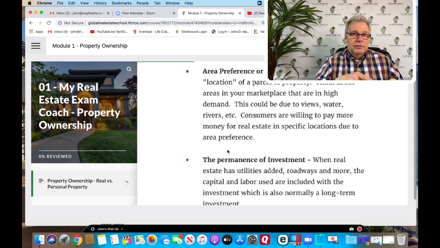Now, I tell you that to say at one time, Holiday Park's area preference was off the chart. You listed a home in Holiday Park and it sold. Now, there are 3 new listings in my subdivision, and they've all gone under contract very quickly. So I think there's still some good area preference in the subdivision, but you know in your community where those specific areas are that people just want to live. And that's again an economic characteristic: area preference, location.